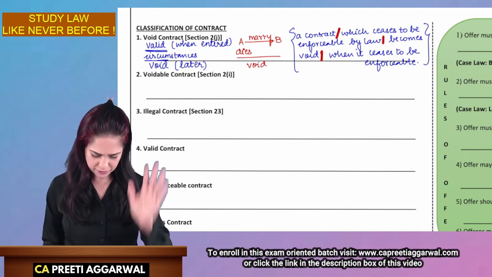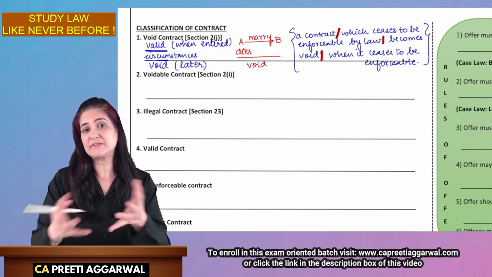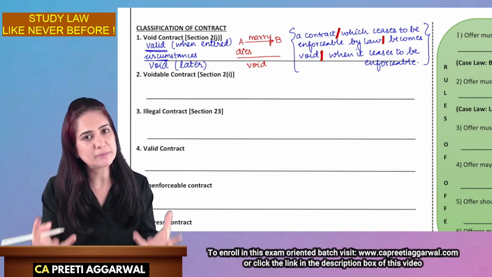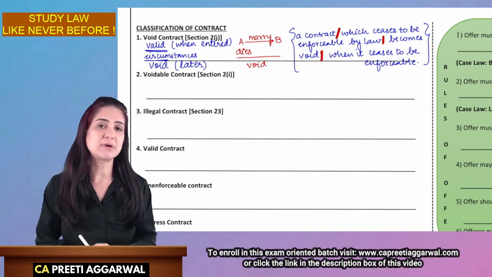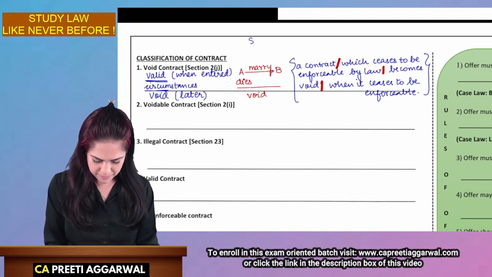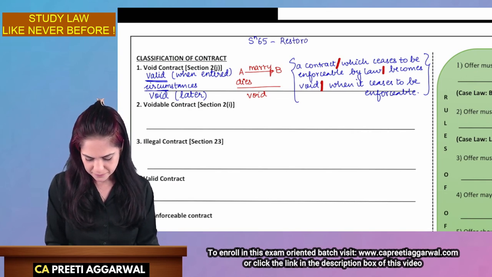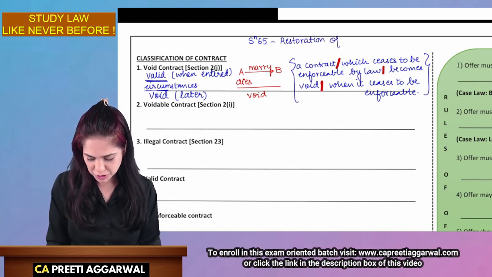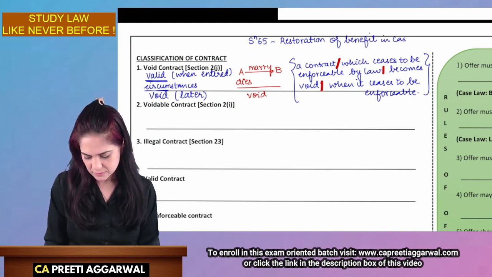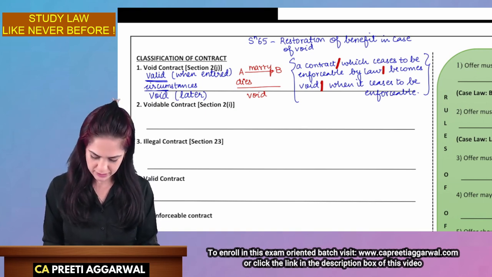Okay, I have a doubt over here. What if the contract becomes void and there was some benefit given to the other party? That benefit will have to be restored. Section number, tell me. 65. Just mention over here. Section 65. Restoration of benefit in case of void contract, or when you subsequently find that it was void. In case of void.